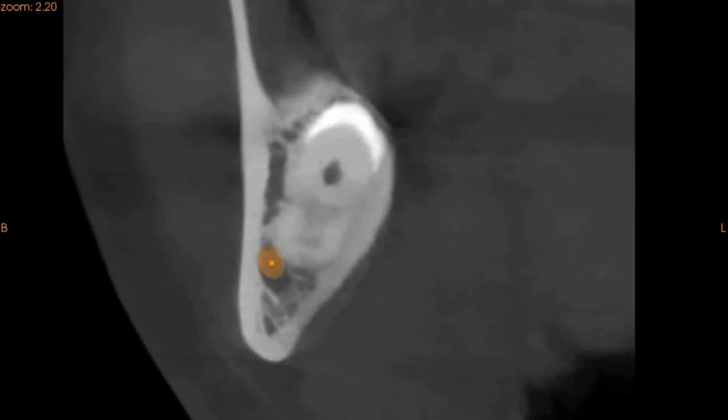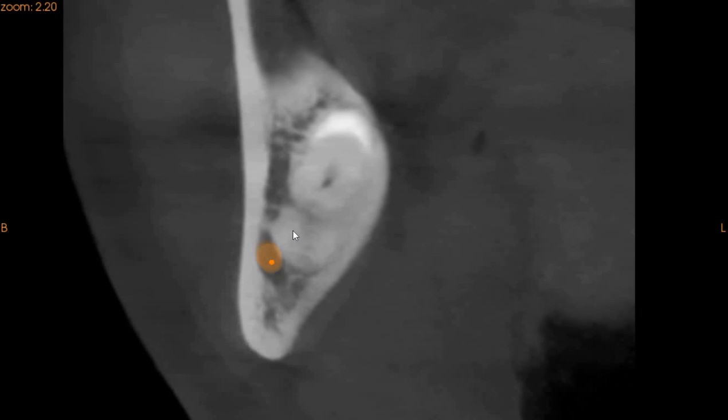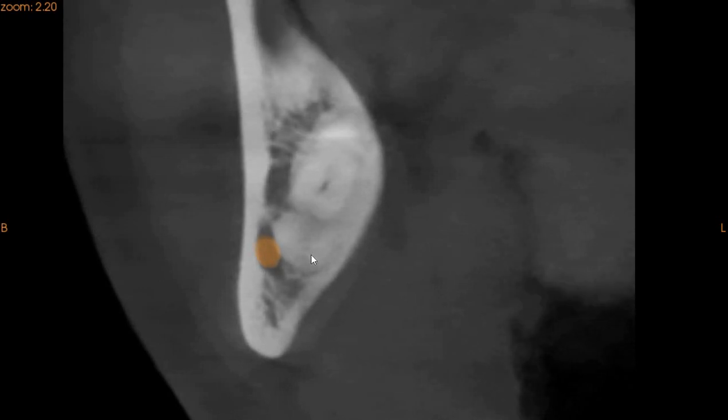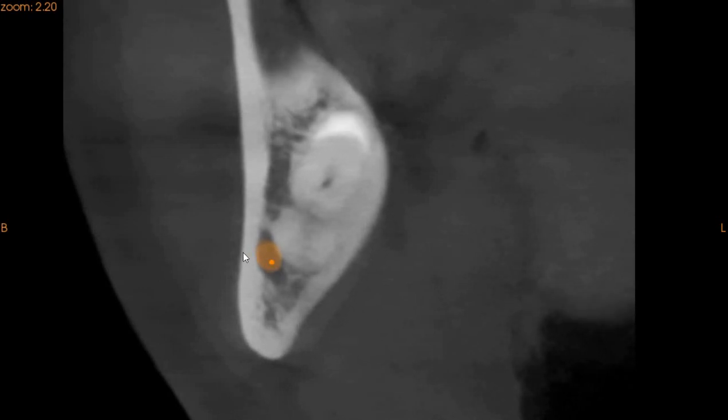Here you can see the orange marking is the inferior alveolar nerve, and as you can see, the inferior part of the lower right wisdom tooth compresses the inferior alveolar nerve canal. Sorry, I'm just going to remove the highlight. This is the inferior alveolar nerve canal. As you can see, it is not in its usual rounded shape.